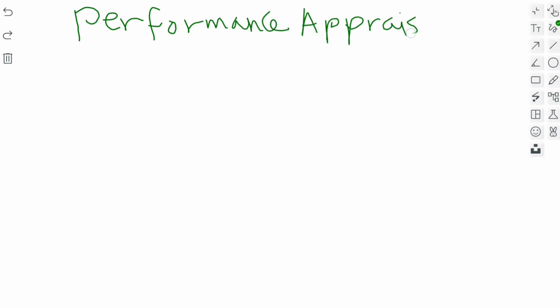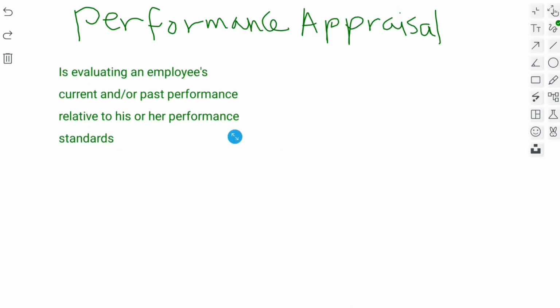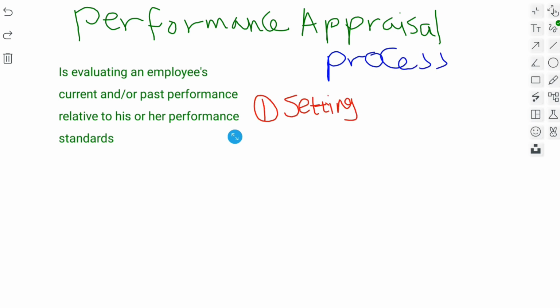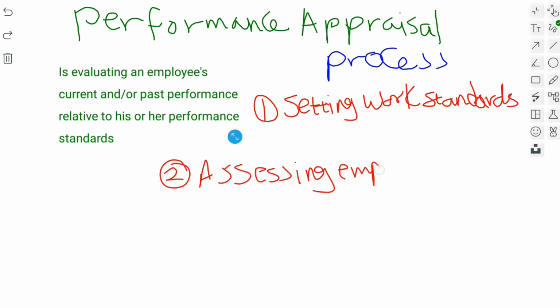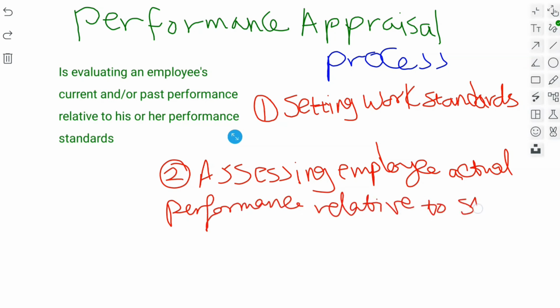Performance appraisal is evaluating an employee's current and/or past performance relative to his or her performance standards. The performance appraisal process is a three-step process which involves setting work standards, assessing the employee's actual performance relative to those standards, and providing feedback to the employee with the aim of helping him or her to eliminate performance deficiencies or to continue to perform above bar.